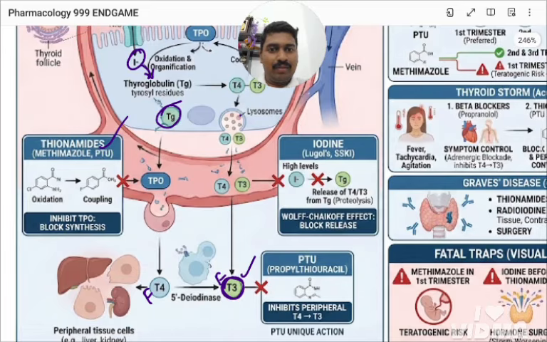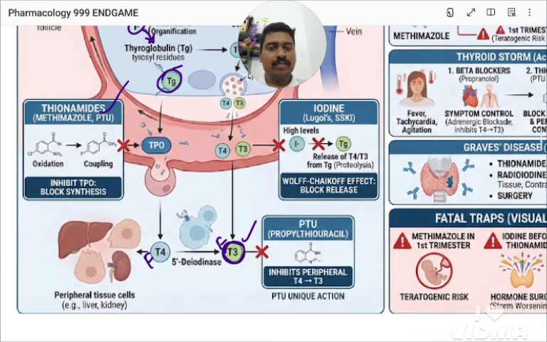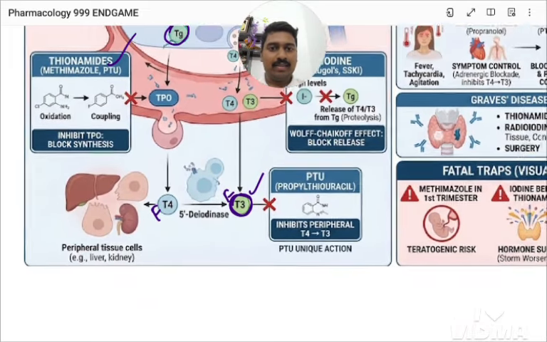Now along with this we have one more drug. When we give more iodine, it will cause release of T4, T3 away from thyroglobulin, that is proteolysis, which means if you give more iodine, then it will cause decreased thyroxine synthesis. That is known as the Wolff-Chaikoff effect. The Wolff-Chaikoff effect says that if there is excess iodine, that iodine will decrease thyroid hormone synthesis. That's why we use iodine agents like Lugol's iodine. So that causes decreased thyroxine synthesis.